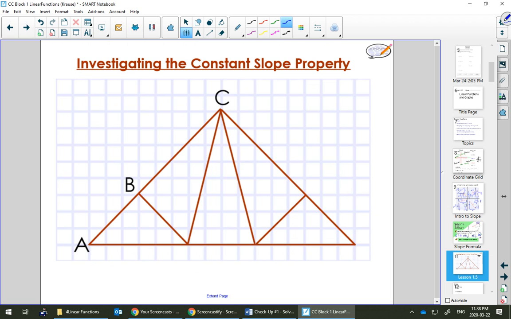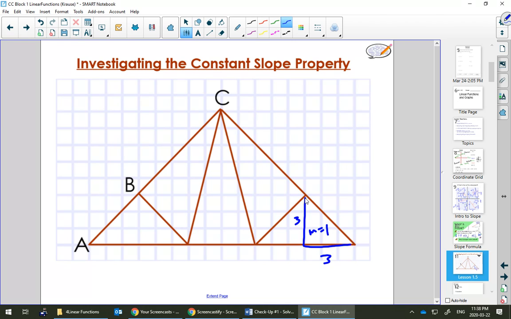All right, so let's take a quick look at the constant slope property. So if I have a line here, so this would represent a roof truss. If I have a line here and I want to find the slope from here to here, I've got 3 by 3. My slope is 1.